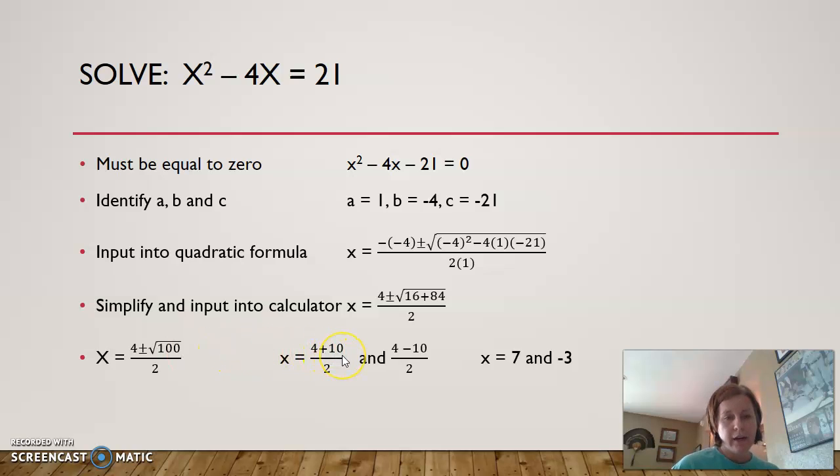100 is a perfect square. The square root of 100 is 10. So 4 plus 10 divided by 2 is 7. 4 minus 10 divided by 2 is negative 3. So, yes, we can pick up our calculator at this point, but there's really no need to do that. Okay, let's look at another one.